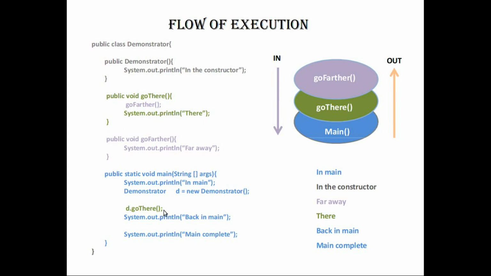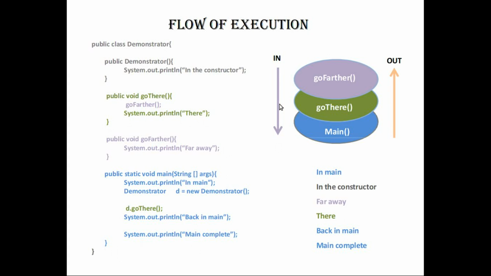Now main continues executing sequentially from there, and it executes this line. It prints "back in main", and then it executes the last line. Main is complete, and after that it hits the closing curly brace, and the program terminates. So you see that your program always starts from the main method, and then it ends immediately after the last curly brace for the main method is hit.